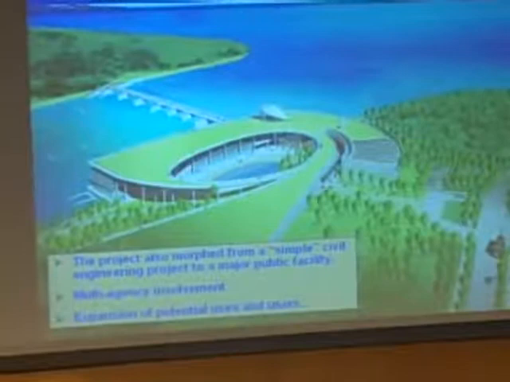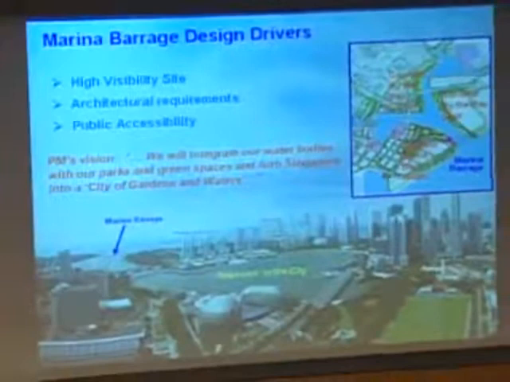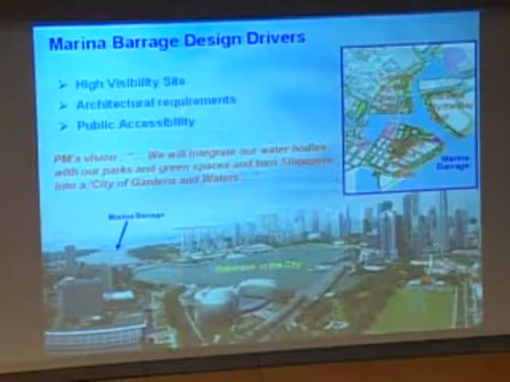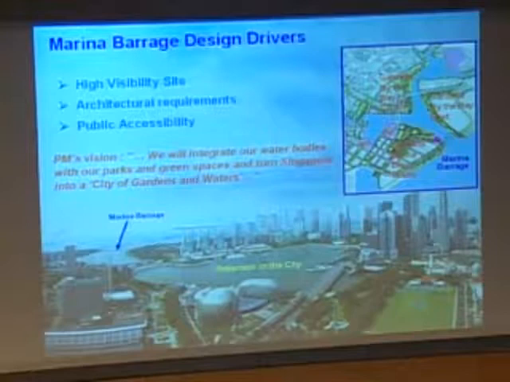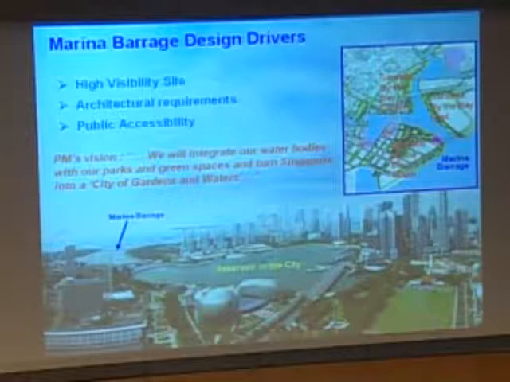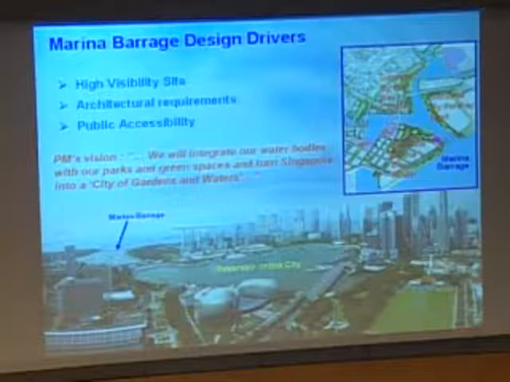So it's a high visibility site with architectural requirements. We got all of the urban architects in Singapore saying, this is what it should look like. This is how it has to be. This is accessibility. The prime minister said they're going to integrate the water bodies with parks and green spaces and turn Singapore into the city of gardens and waters. That's their plan, and in the next 5 to 10 years, they're going to achieve it. This is the single biggest project in that. This is the one that starts it.